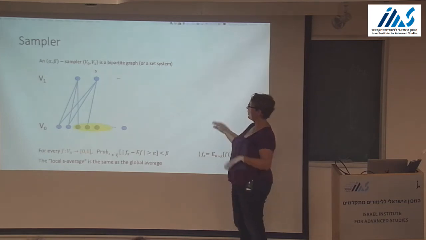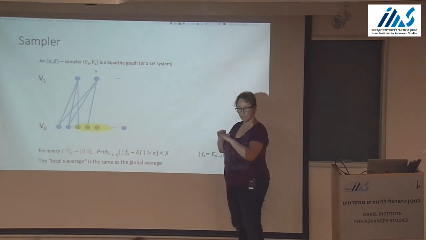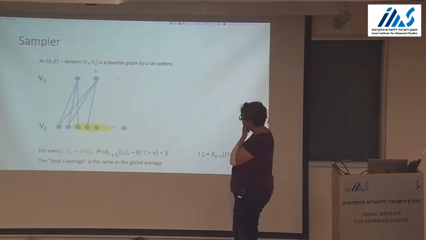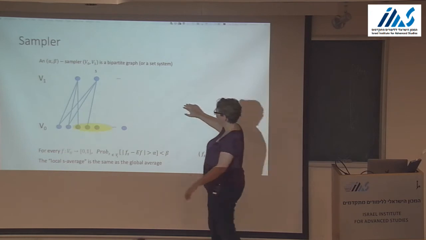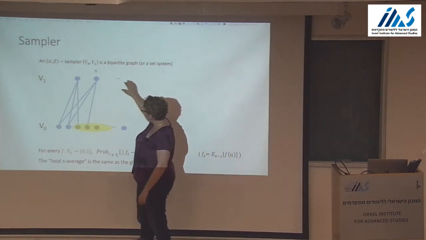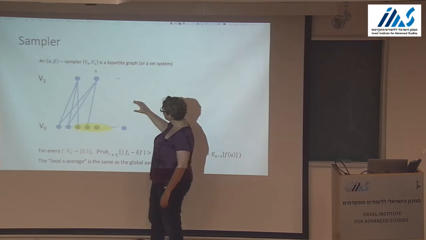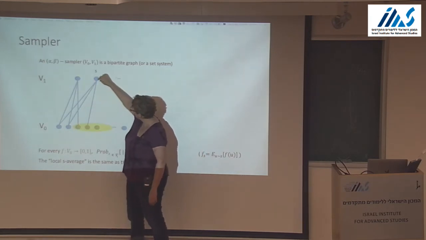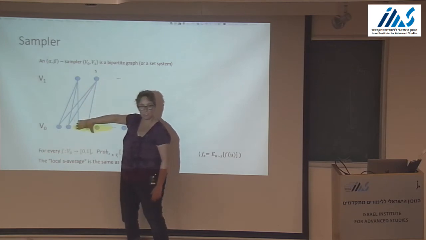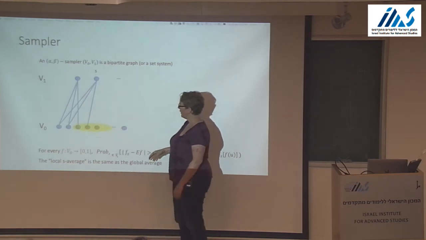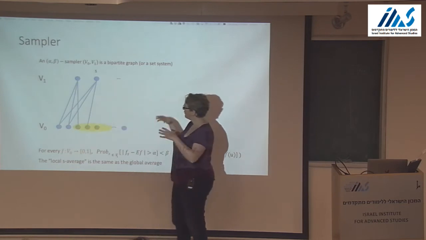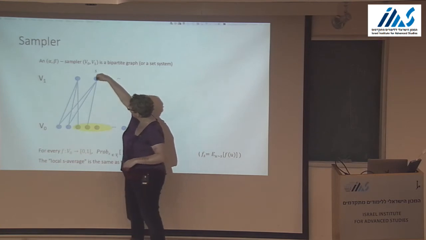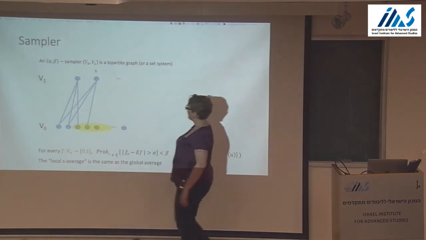From now on, we forget about all this weight stuff and just think of regular bipartite graphs. It will be most convenient not only to think of it as a bipartite graph, but also as a family of subsets of V0. Every S can be identified with a subset of its neighbors. So you can think of a sampler: you have n vertices, and then you have a family of subsets of those n vertices, and it's going to be D regular, so every subset here will have exactly size D.